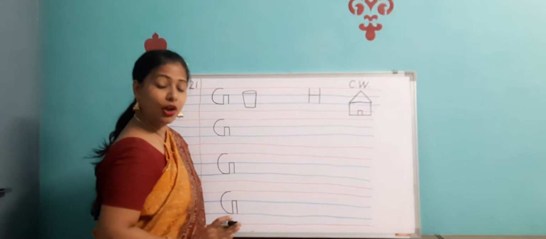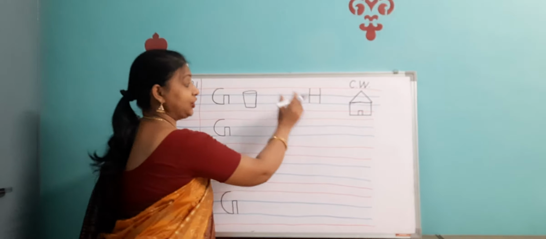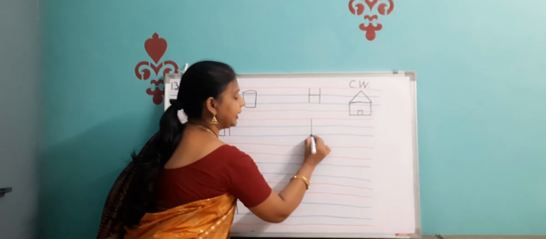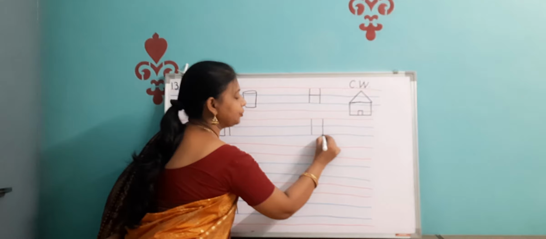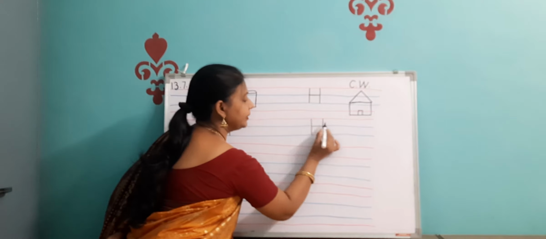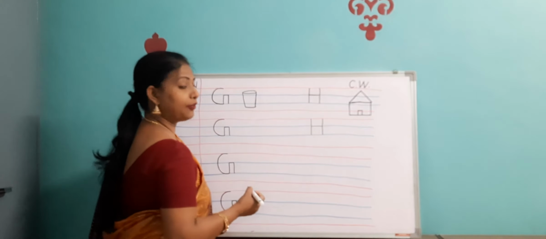So this has become what? Which alphabet? This has become alphabet H. H for hut. Once again watch, children. Again from the first line till the third line draw a standing line like this. Once again another standing line, parallel to it. And then on the second line you will draw a sleeping line and join these two standing lines. So it has become alphabet H.